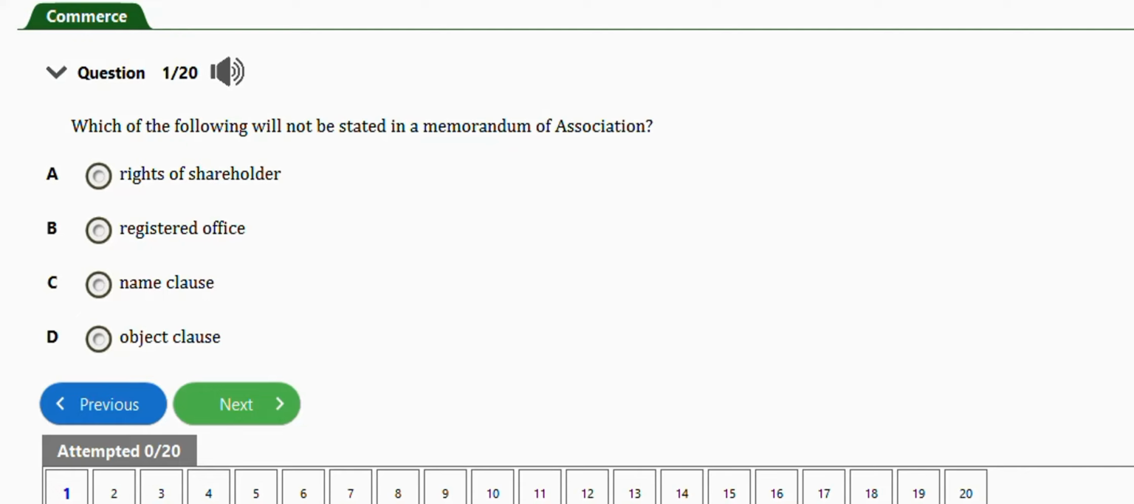The first question I have here says, which of the following will not be stated in the memorandum of association? Rights of shareholders, registered office, name clause, object clause. So guys, the right answer is option A, which is rights of shareholders.